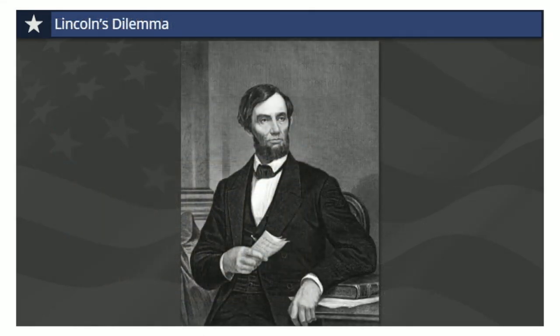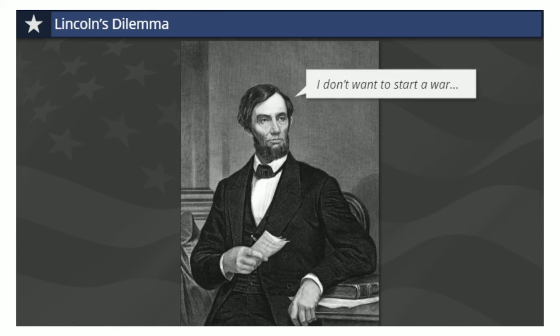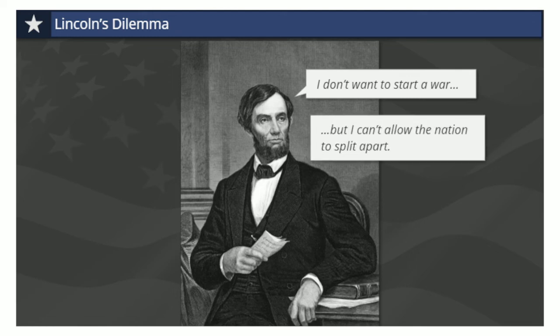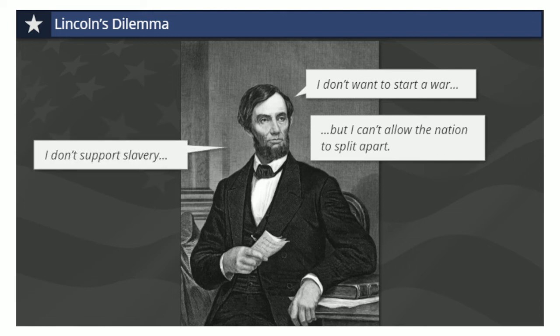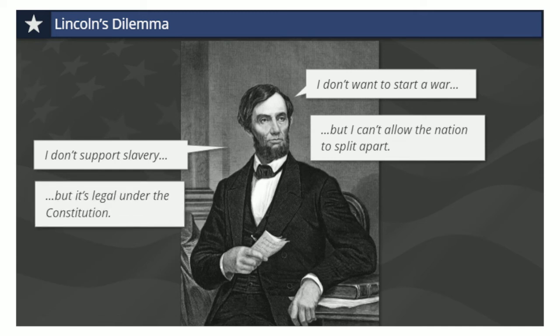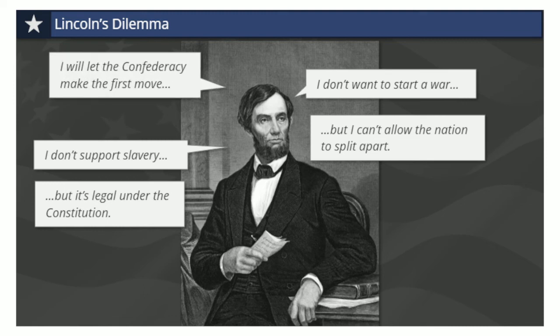Abraham Lincoln, the newly elected president, faced the greatest crisis in our nation's history when he took the oath of office in 1861. Lincoln didn't want war, and he certainly didn't want to start one. At the same time, he was the elected president of the entire United States, and he couldn't allow the nation to split apart and do nothing to stop it. Lincoln personally disliked slavery, and he didn't support it. At the same time, he had promised not to end slavery as president, and he recognized that it was legal under the Constitution. Lincoln decided to bide his time and let the Confederacy make the first move. If war was to come, he didn't want to be the one responsible.